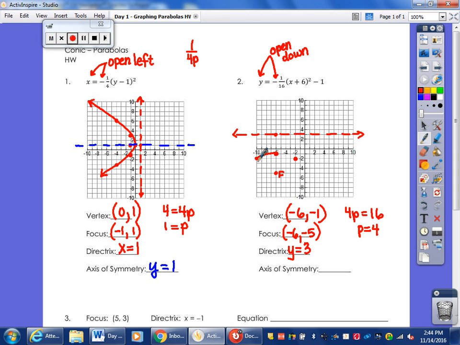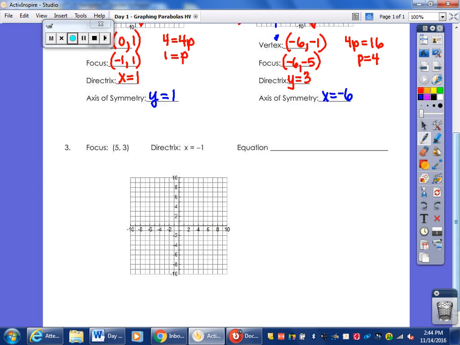Okay, so this is how my parabola should open, which I knew it was going to open down. This makes that my focus. And so my axis of symmetry, remember, is this time going to be a vertical line, and it's going to be at x equals -6.